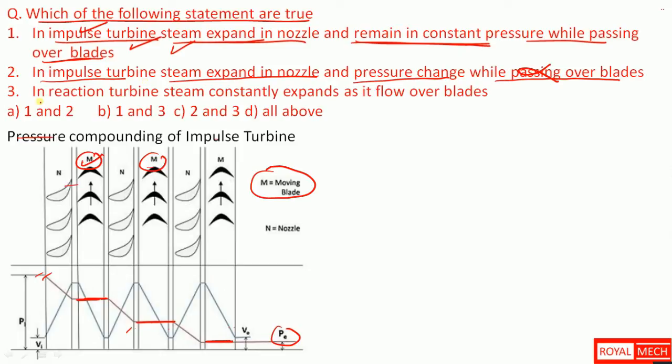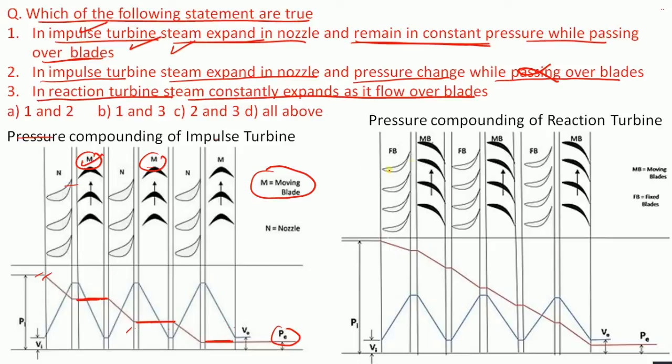And the third statement is, in a reaction turbine, steam constantly expands as it flows over the blades. When we see the pressure compounding of the reaction turbine, the steam constantly expands as it flows over the blades. So that is a correct statement. That gives statements 1 and 3 are correct. So option B is the correct option.